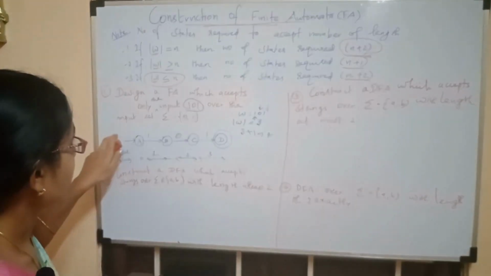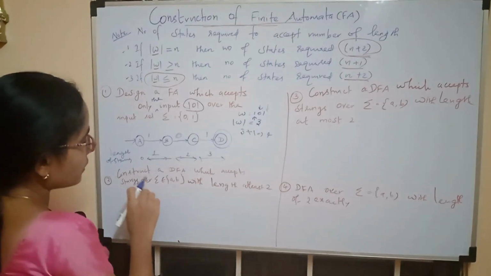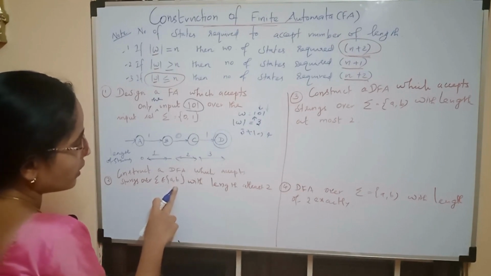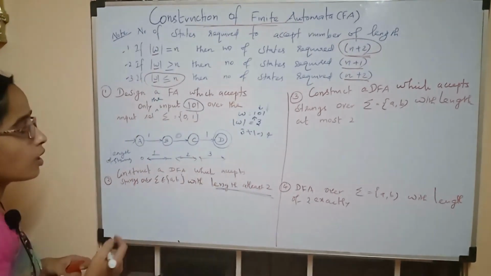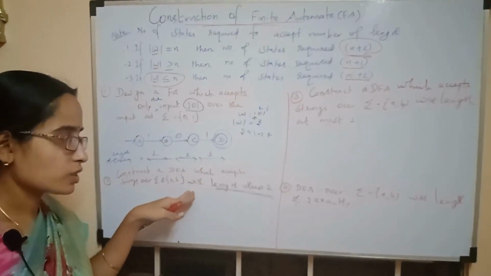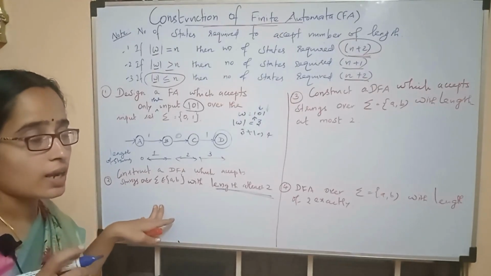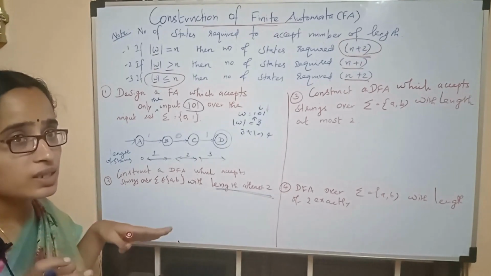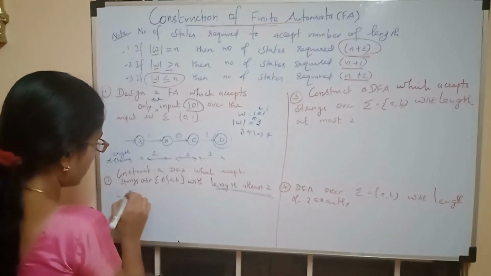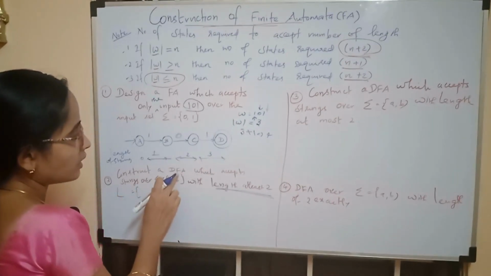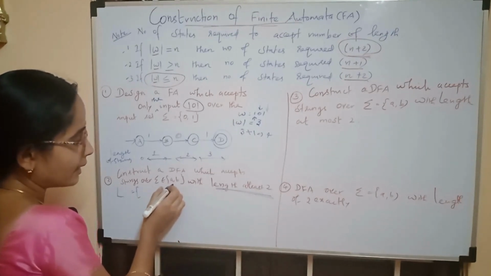This is one kind. The second category is: construct a DFA which accepts strings over sigma, that is a, b, with length at least 2. Just note down the term at least 2. Whenever you read a problem statement, try to come up with the language. I hope everyone knows what a language is. Language is a collection of strings, a set of strings. So what will be the members of the language? They are asking to design a DFA for strings with length at least 2 over the alphabet a, b.